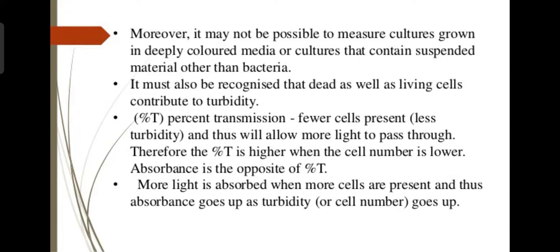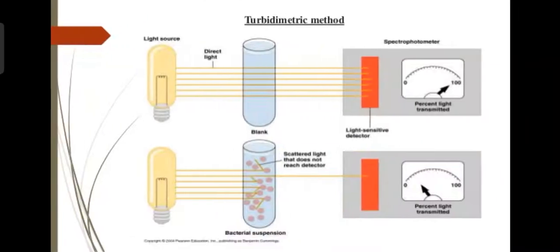Percentage transmission. If fewer cells are present, turbidity will be less and thus will allow more light to pass through. Therefore, percentage transmission is higher when the cell number is lower. Absorbance is the opposite of percentage transmission. More light is absorbed when more cells are present and thus absorbance goes up as turbidity goes up. That is, cell number increases with the increase in turbidity. This is the principle behind the turbidometric method.